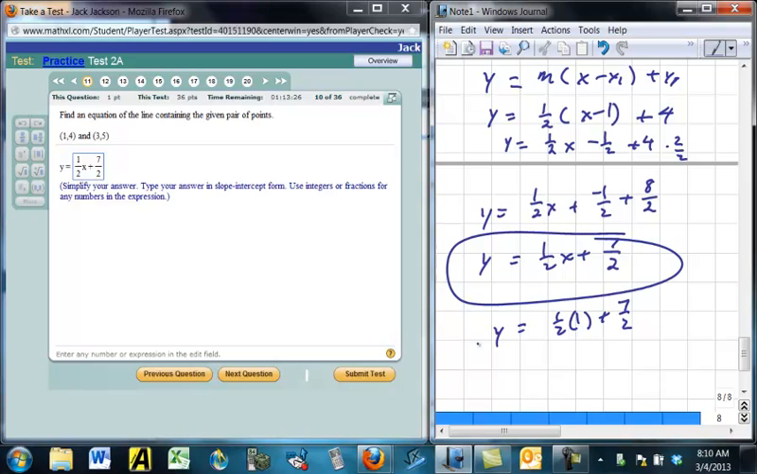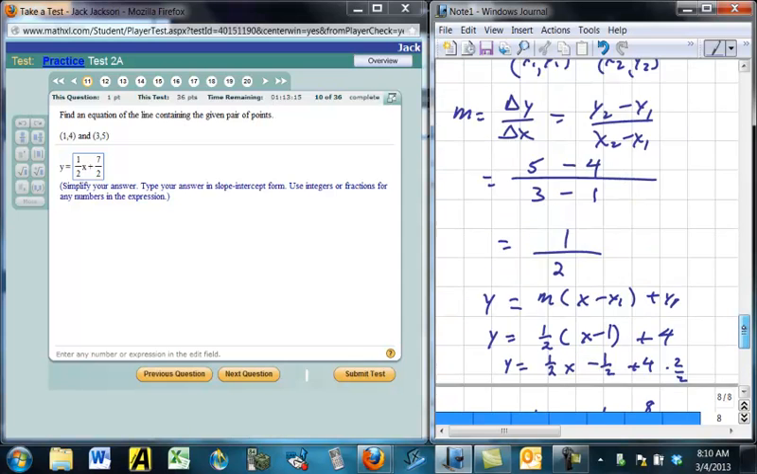This should give us a 4 for y. Let's see if this is true. 1/2 plus 7 halves is 8 halves. 8 halves is 4. So that checks. And so it definitely goes through 1/4.